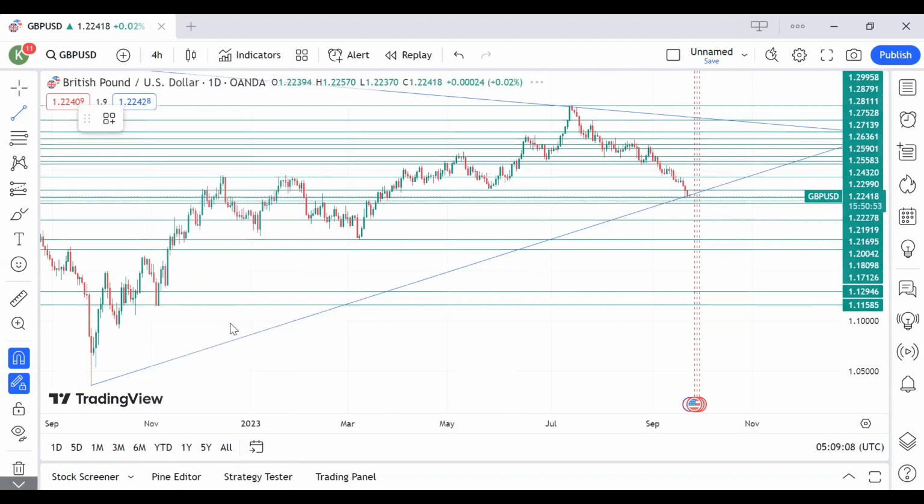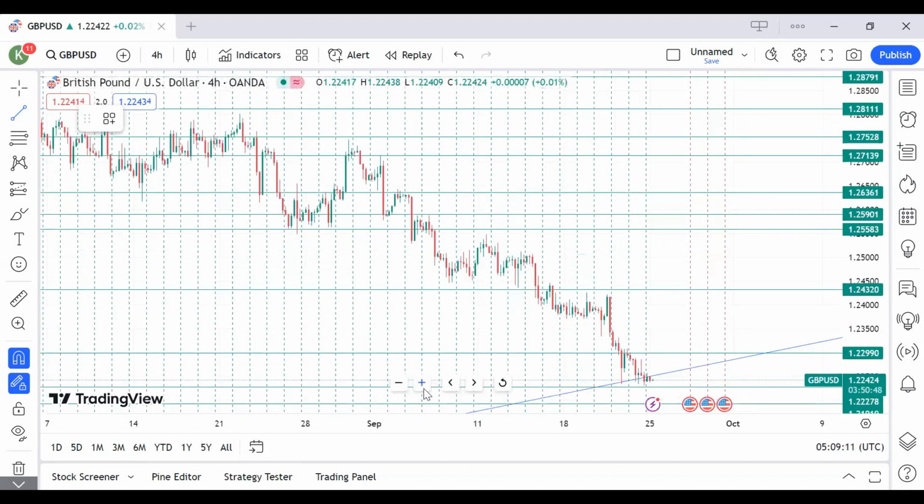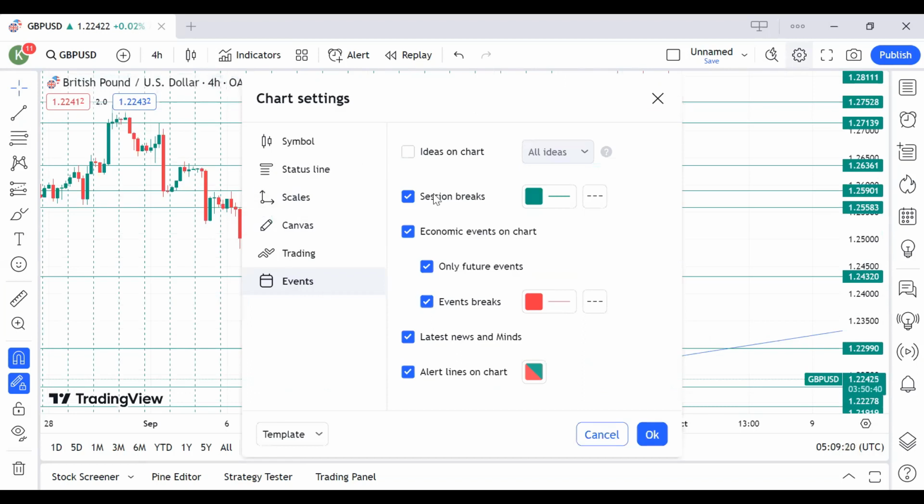Okay, so we go straight to the 4 hour time frame. It's in this time frame that we turn on our session breaks. I always tell you, turn on your session breaks. Why do we do that? Come to settings, click on events, tick session breaks, tick economic events. Session break should be on green for my choice. Then economic events should be on red.